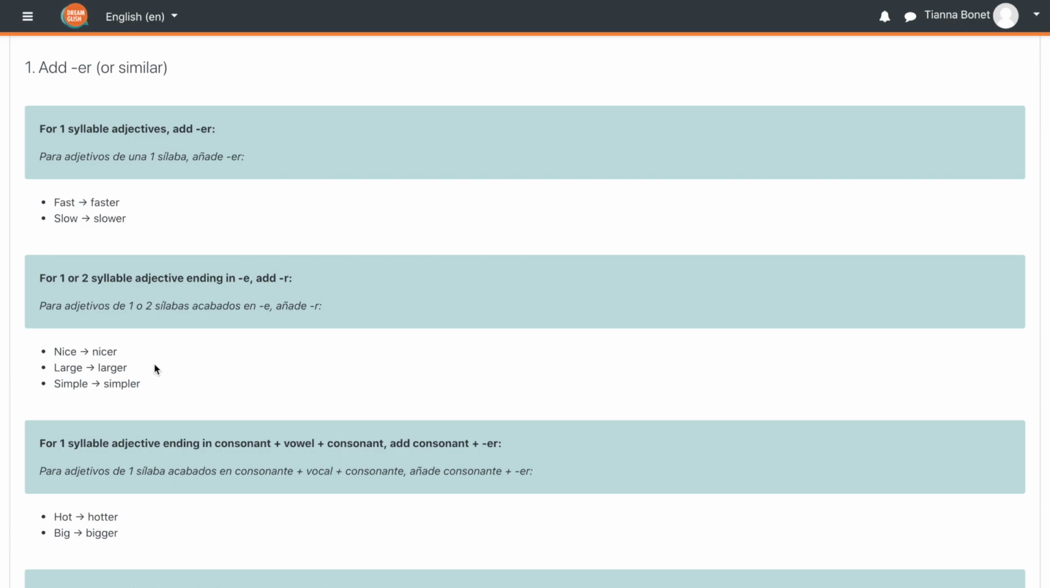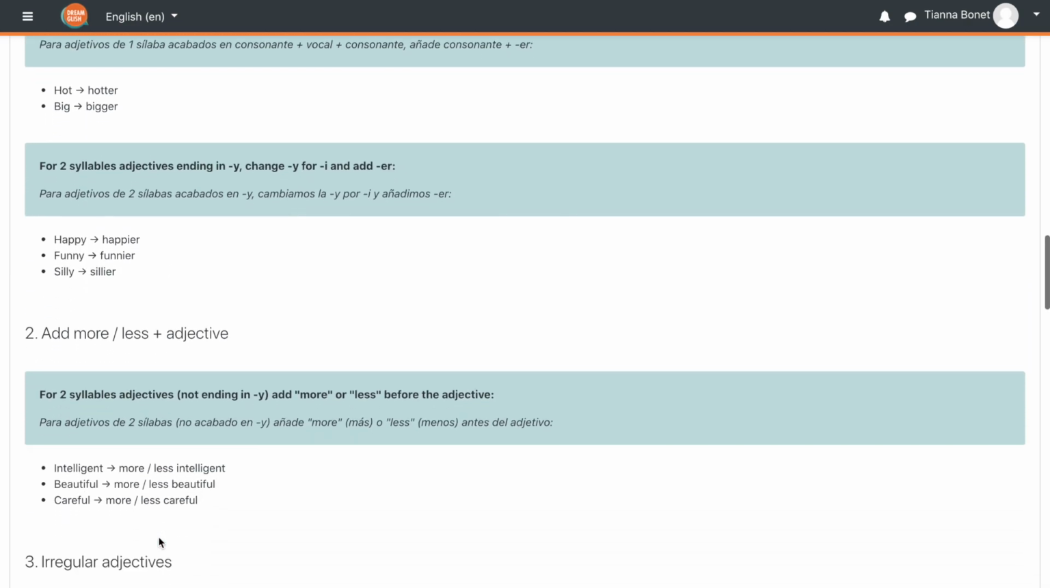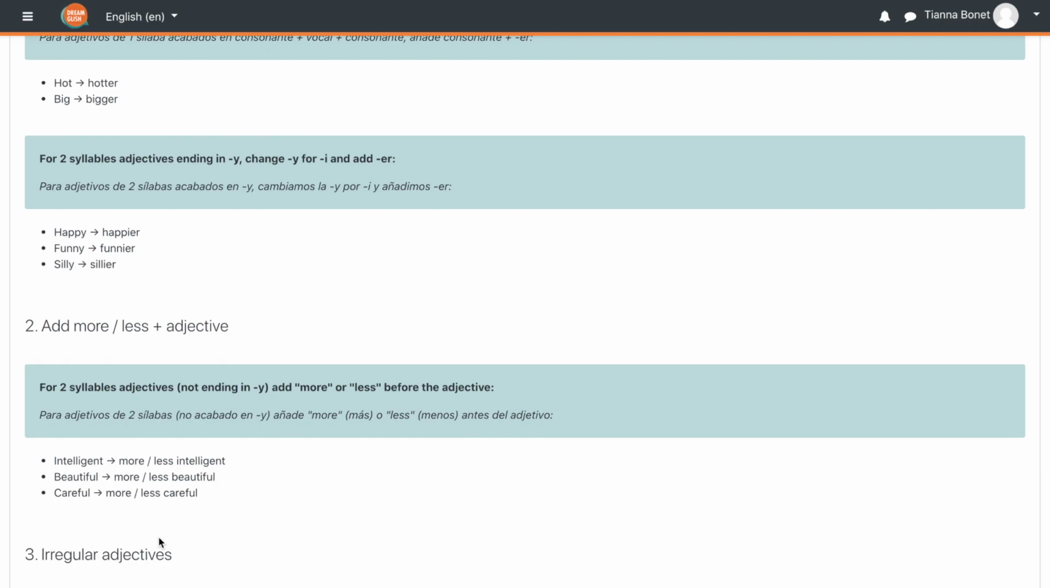For one-syllable adjectives ending in a consonant plus vowel plus consonant, add consonant plus er. For example, hot becomes hotter. Big becomes bigger. We had to add a T here for hotter as well as a G here for bigger. For two-syllable adjectives ending in y, change y for I and add er. For example, happy, you change the Y to an I and make it happier. Funny becomes funnier and silly becomes sillier.